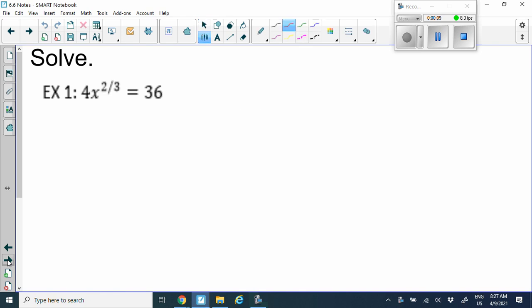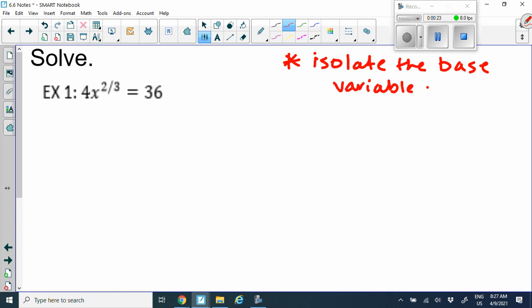Well, we always need to make sure we get the base to be isolated. So the base can either just be the variable with the exponent, or it could be basically a factor with the exponent. When you have the variable or factor with the exponent, you need to get rid of anything before it or after it first, and then you can go ahead and solve.